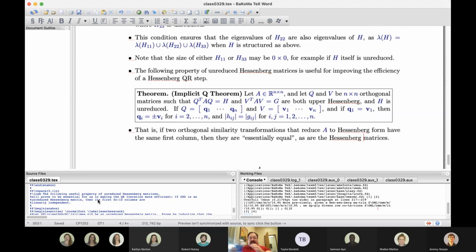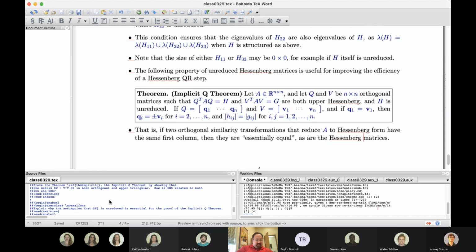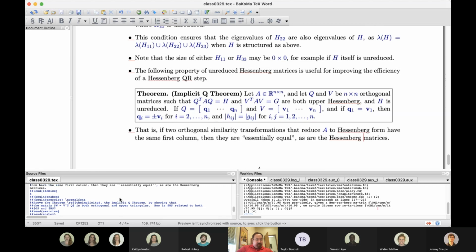Now, the full impact of the implicit Q theorem won't be realized until Wednesday, but actually, okay, I do have time. I want to give you an idea as to how this theorem is proved.